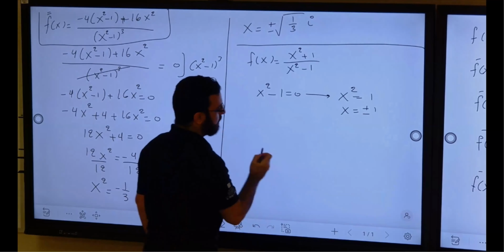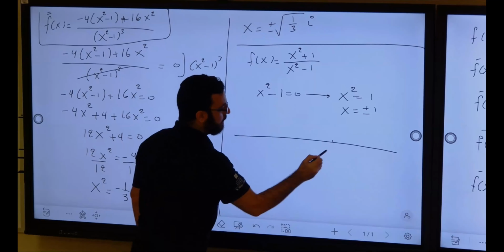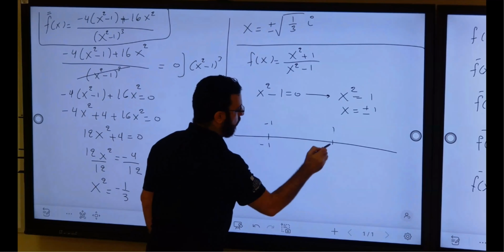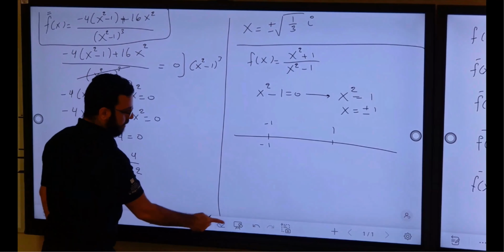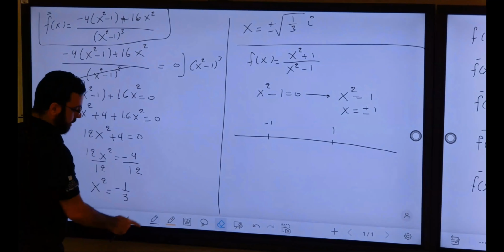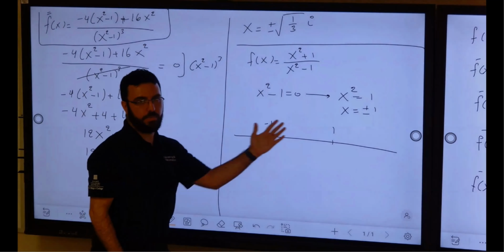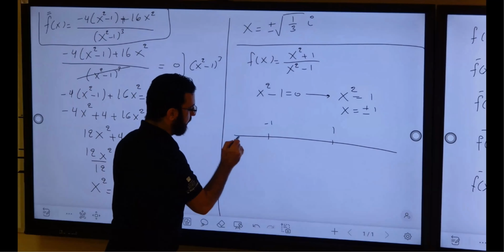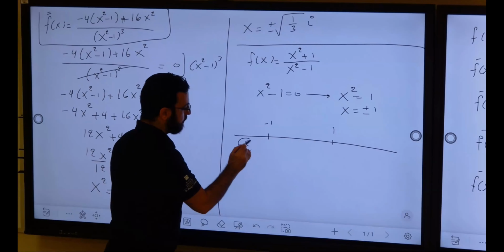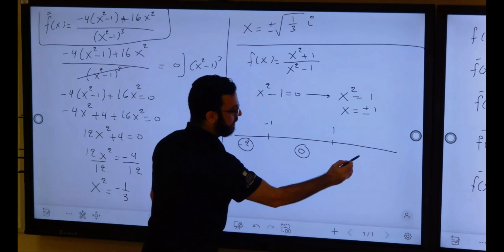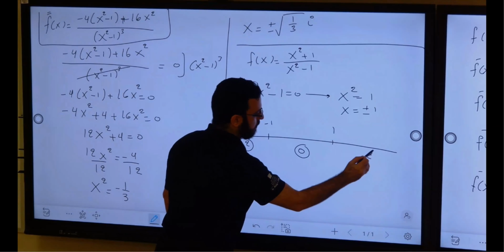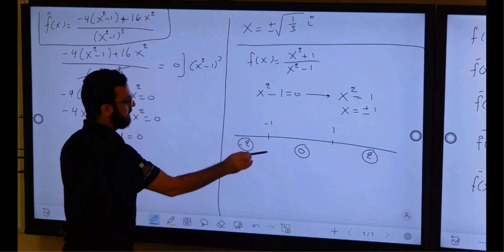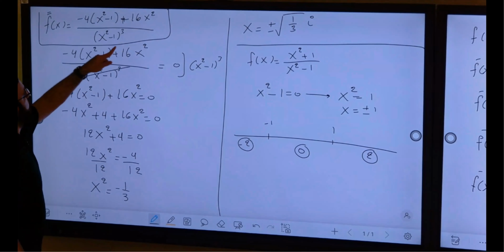I have two asymptotes, so the function is not defined at -1 and 1. Now I'm going to check where it's concave up and down by using the asymptotes. So here I can choose -2, 0, and 2. Now tell me, plug in these numbers here.